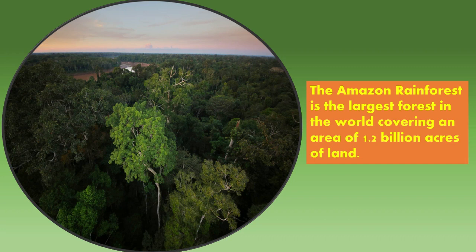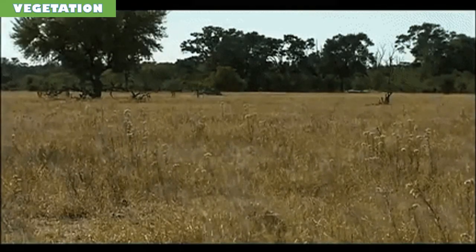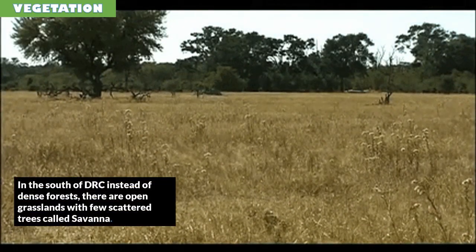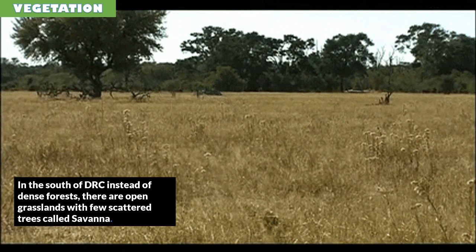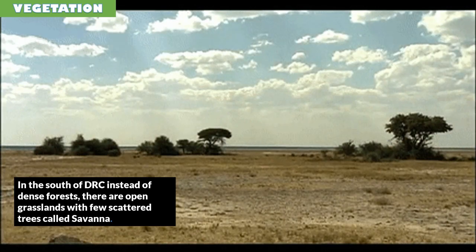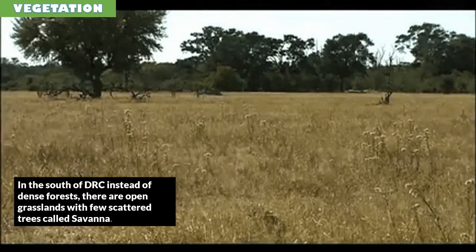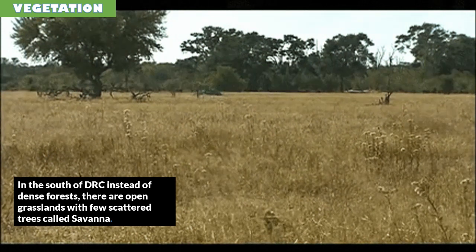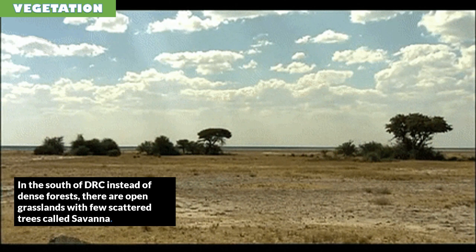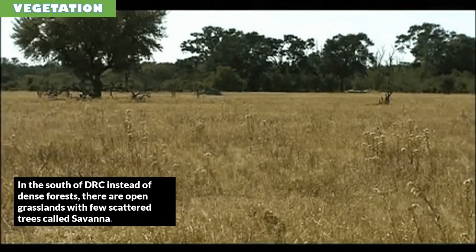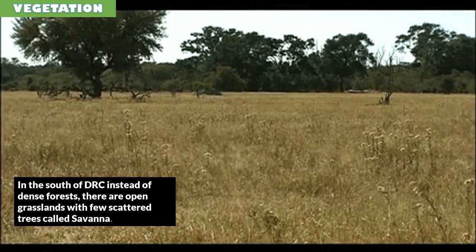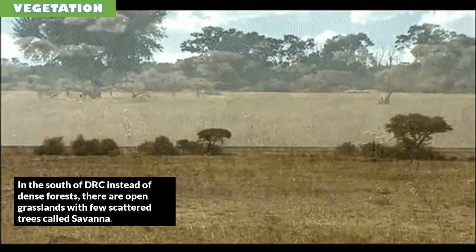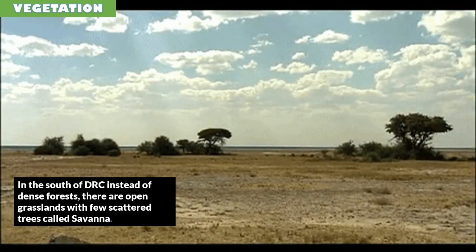Now, in all parts of DRC, the vegetation is not the same. In the south of DRC, as it does not rain much, instead of dense forest, there are open grasslands with few scattered trees, and they are called savanna. So what kind of vegetation do we find in the southern DRC? We find open grasslands with few scattered trees called savanna.